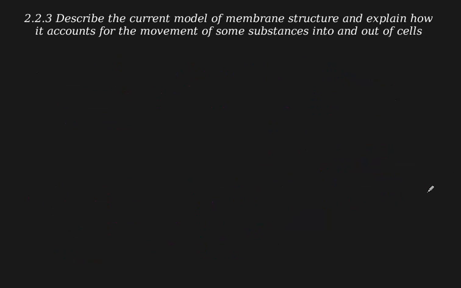In this section, we're going to look at the current model to explain the movement of substances into and out of cells. So this dot point specifically says, describe the current model of membrane structure and explain how it accounts for the movement of substances into and out of cells. The current model is called the fluid mosaic model. And this model was first proposed in 1972.